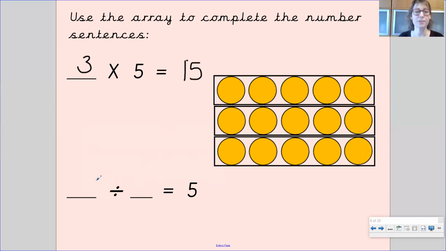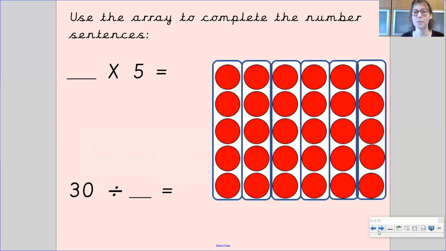So when we do our division, we've got the biggest number at the front, so that's 15. We have got the number of groups, that's 3 groups, and then we have got 5 in each group. So this number goes from the end of the multiplication, it's the answer, to the beginning of a division. It is the biggest number.